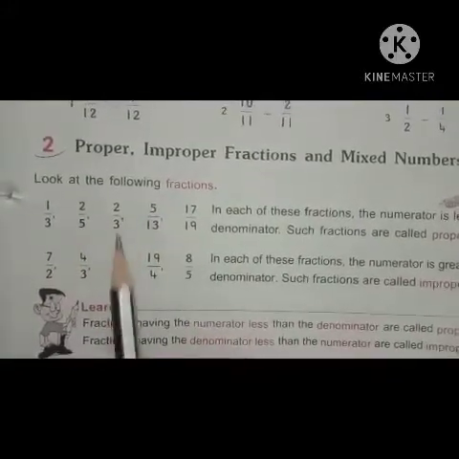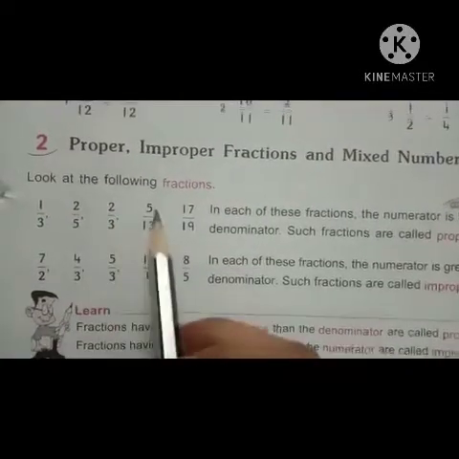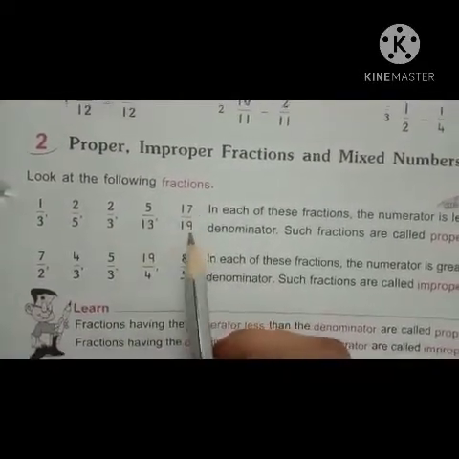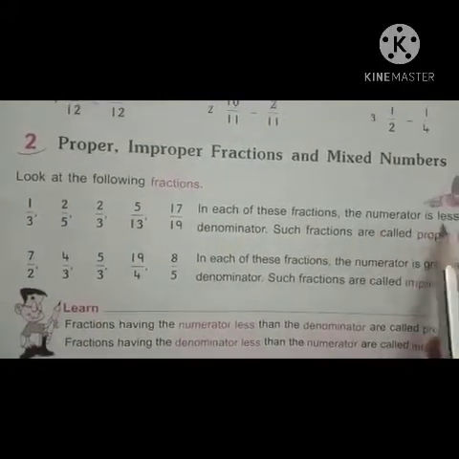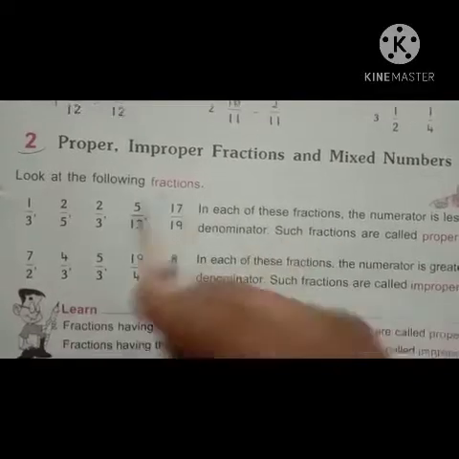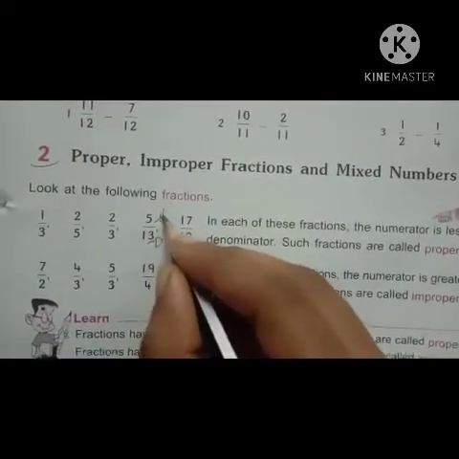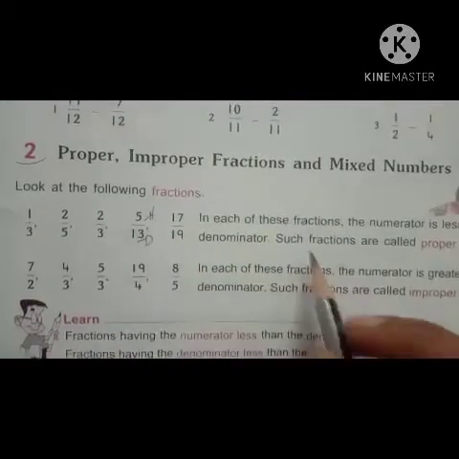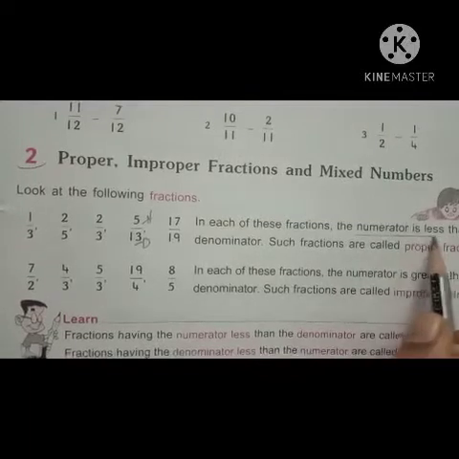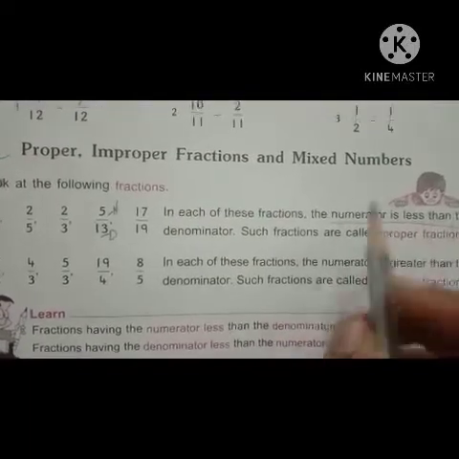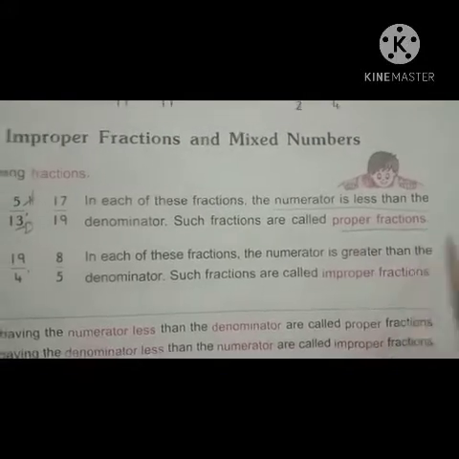Here are the fractions: 1 by 3, 2 by 5, 2 by 3, 5 by 13, 17 by 19. In each of these fractions, the numerator is lesser than the denominator. Here is the numerator, here is the denominator. Such fractions are called proper fractions. If the numerator is lesser than the denominator, which type of fraction is it? Yes, it is a proper fraction.